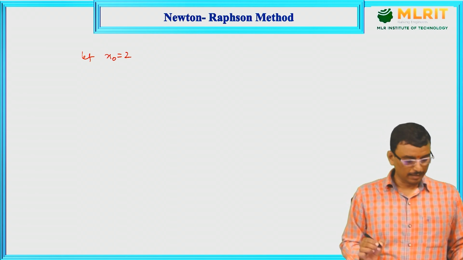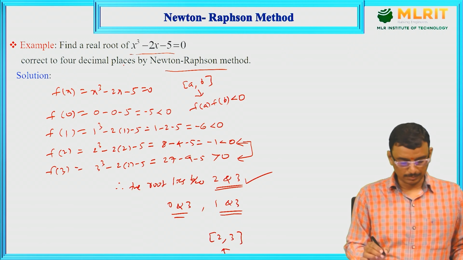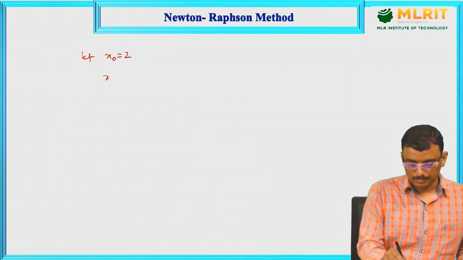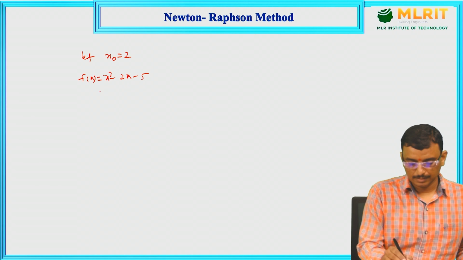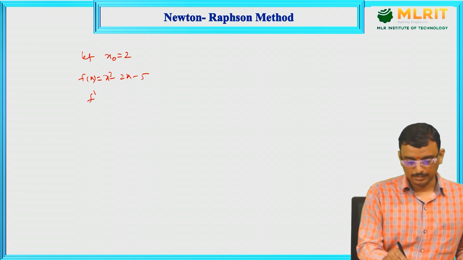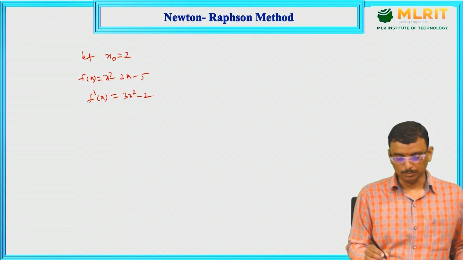Now we have to find what is f of x here. f of x is equal to x cube minus 2x minus 5. So x cube minus 2x minus 5, this is f of x. And now we have to find its derivative. f dash of x is equal to 3x square minus 2.